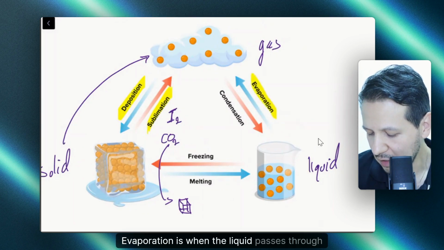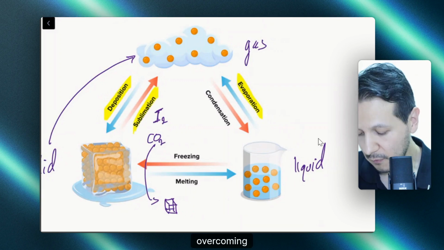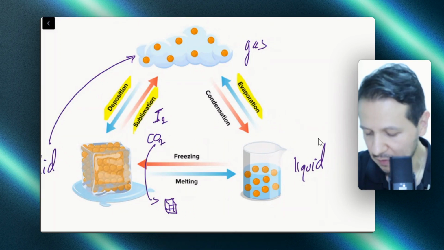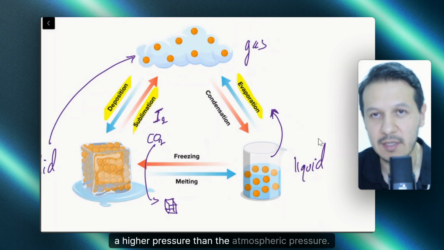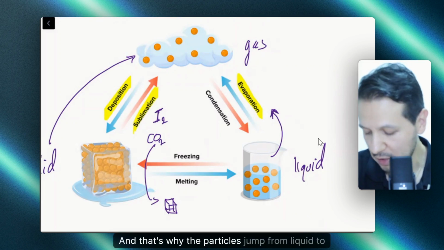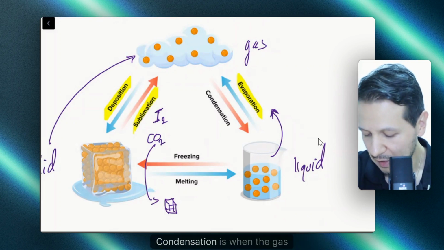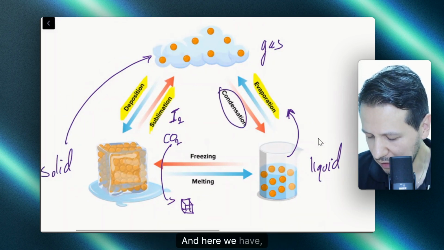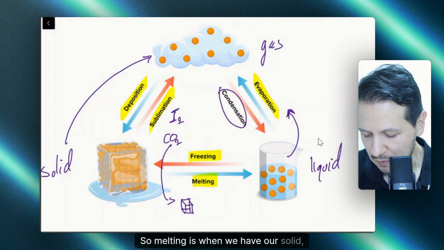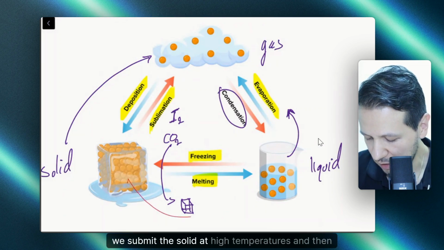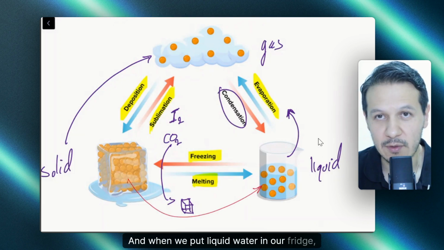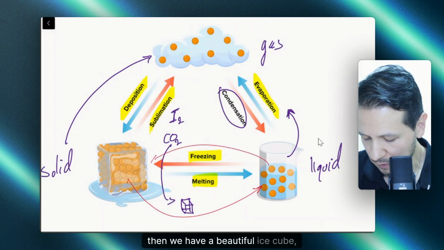Here we have evaporation, and then we have condensation. Evaporation is when the liquid passes to gas by overcoming the atmospheric pressure, so the molecules have a higher pressure than the atmospheric pressure, and that's why the particles jump from liquid to gas. Condensation is when the gas becomes a liquid. And here we have the easiest ones, freezing and melting. Melting is when we have our solid, we submit the solid to high temperatures, and then we have the liquid. And when we put the liquid water in our fridge, then we have a beautiful ice cube.